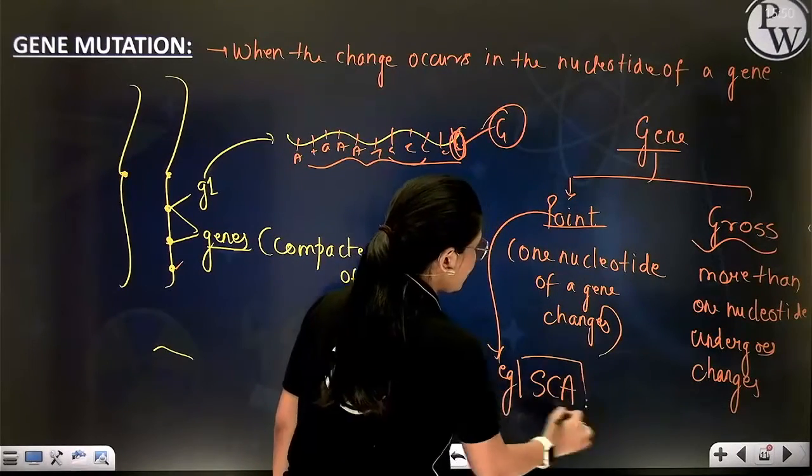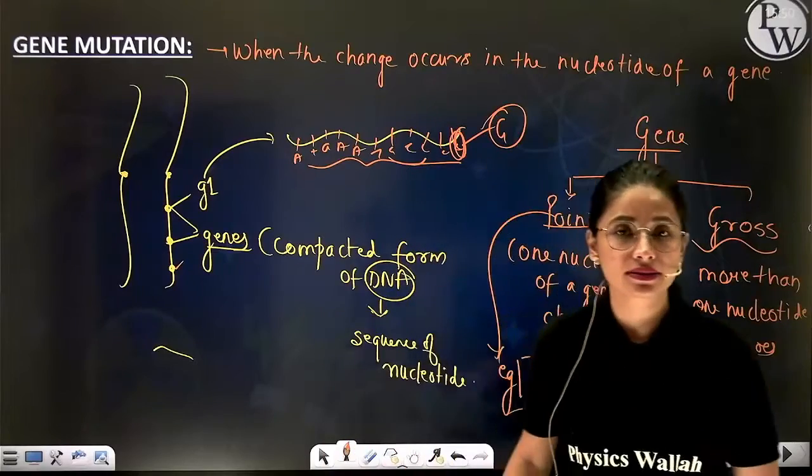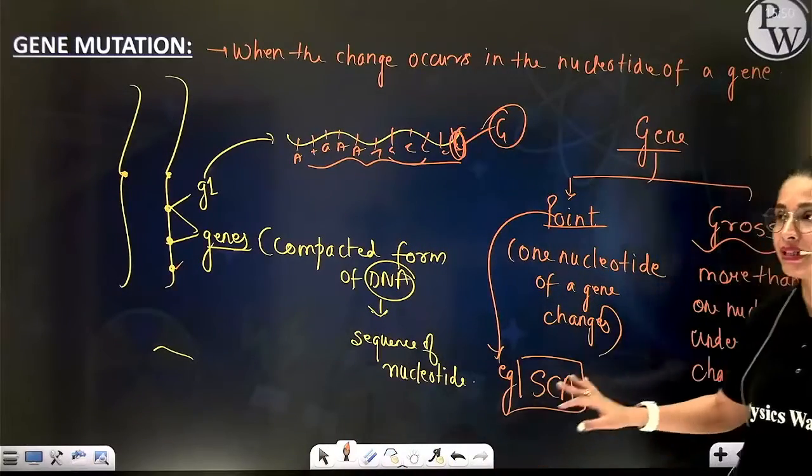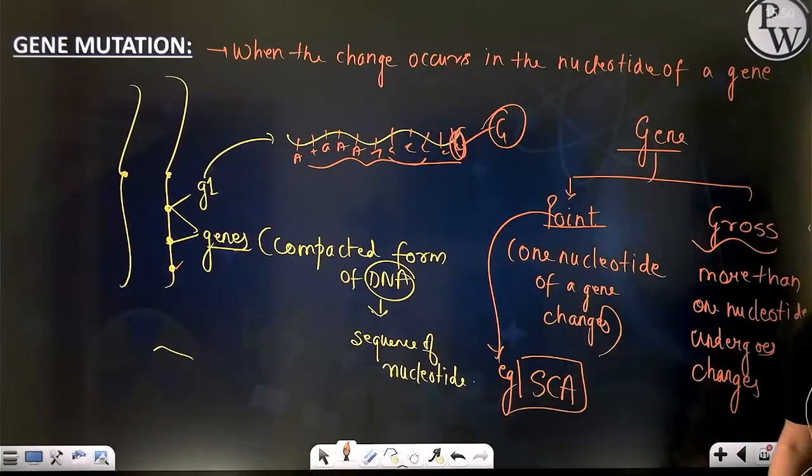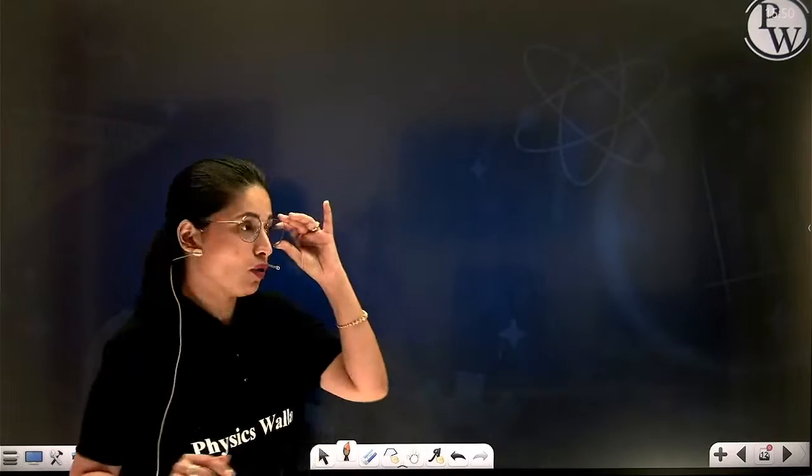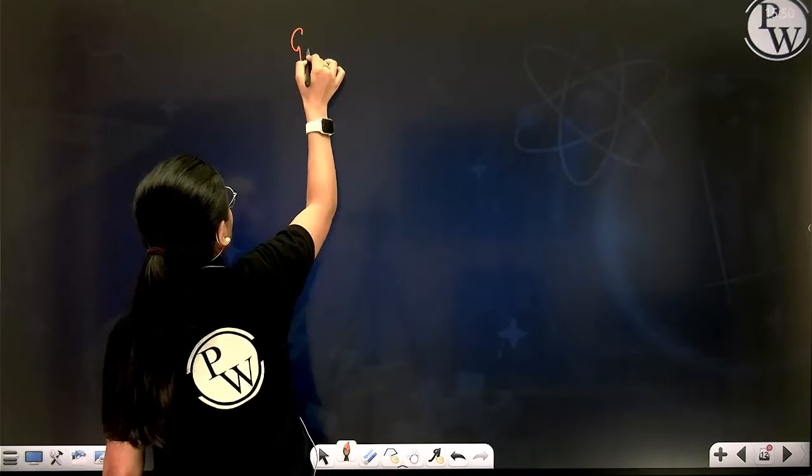The best example of point mutation is sickle cell anemia. I will teach you what sickle cell anemia is when I teach you pedigree analysis. But for time being, just remember point mutation, sickle cell anemia. Okay, chalo. Now, more divisions of gene mutation, more categories of gene mutation.